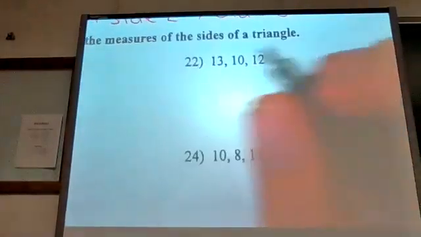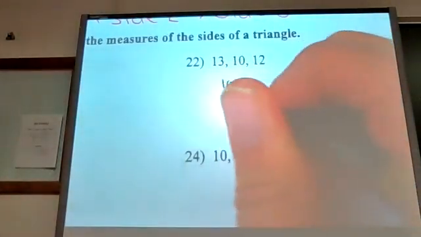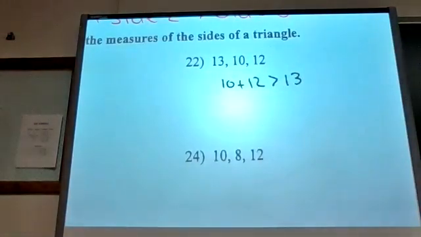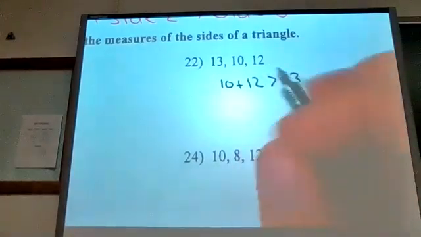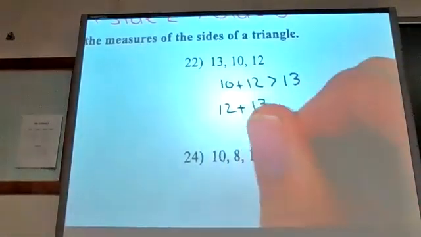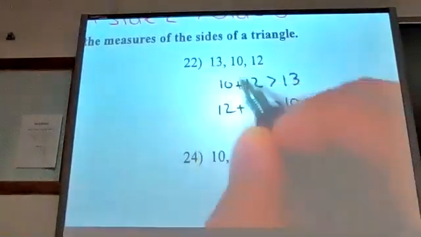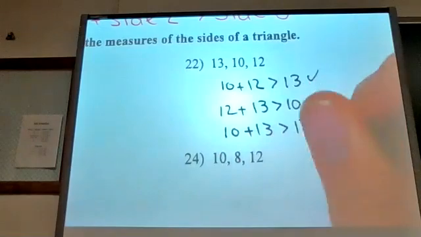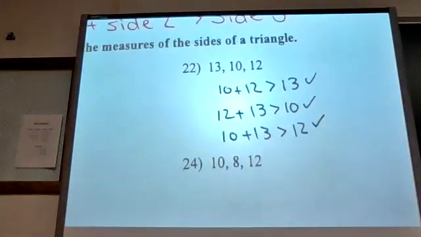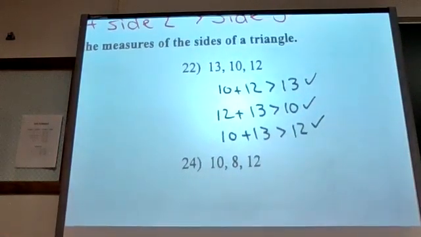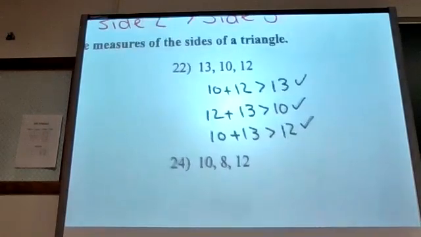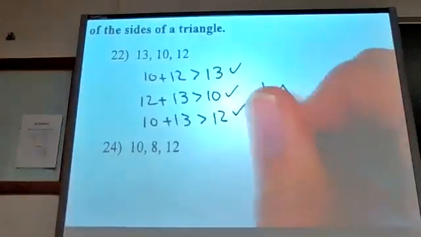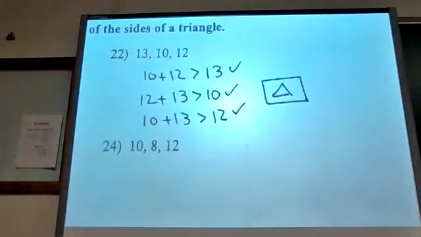On 22, I have 10 and 12 for my smaller sides. Does that end up being greater than 13? Yeah, and if I'm going to say it's a triangle, I just want to show that it works from every direction. So 12 and 13 would also be greater than 10, and 10 and 13 would also be greater than 12. It works no matter what two sides I look at, it's always greater than the third. So that's kind of like a proof. Look, I checked it all directions, it works. This is a triangle, or could form a triangle.